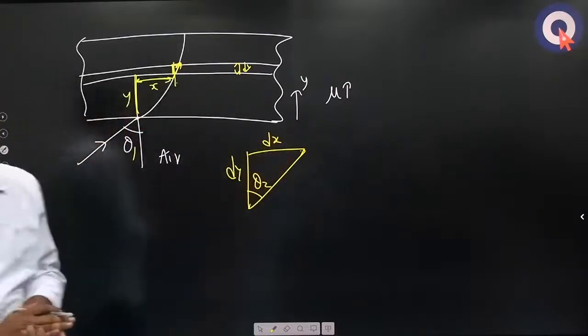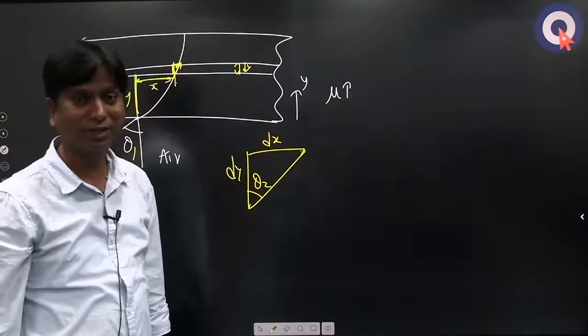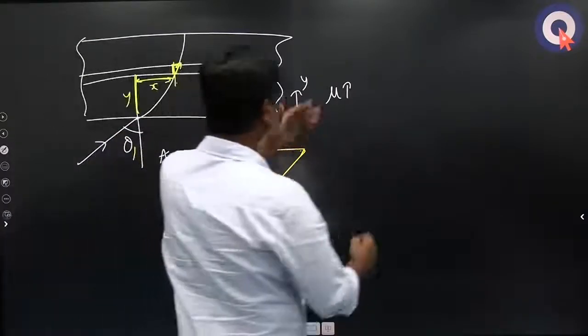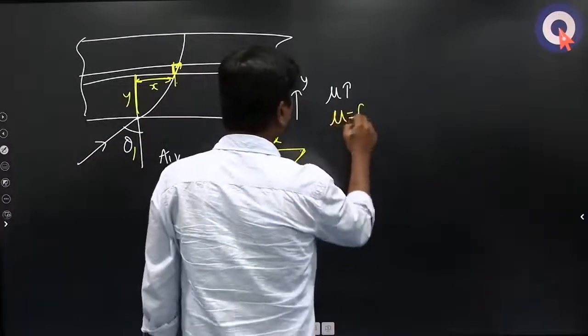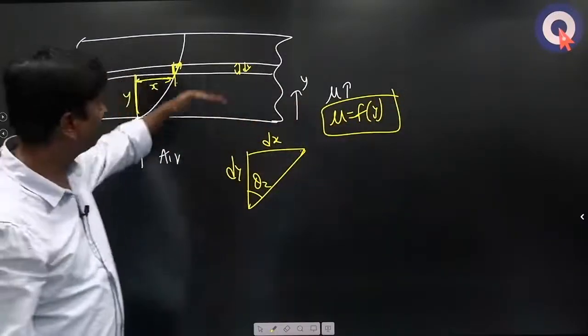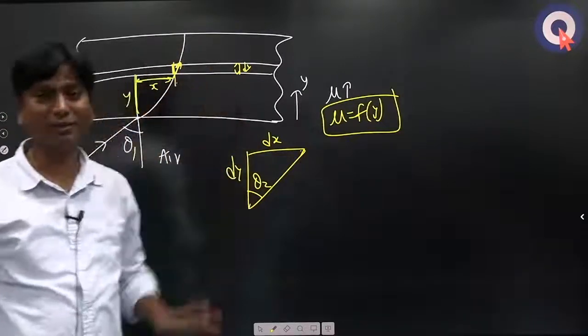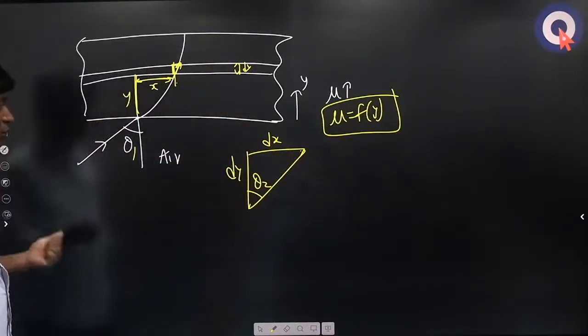Now here also, they are asking you to find the equation of this curve, right? They'll give you nu as a function of y. Let us say nu is equal to a function of y. Refractive index is a function of y, and they're asking us to find what is the equation of this particular curve. Okay, so how to do it?